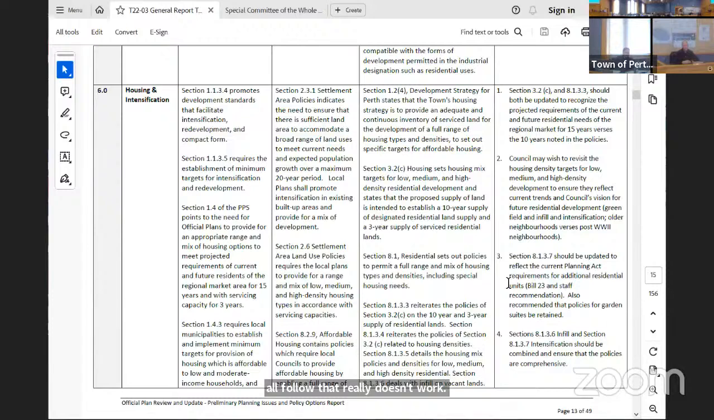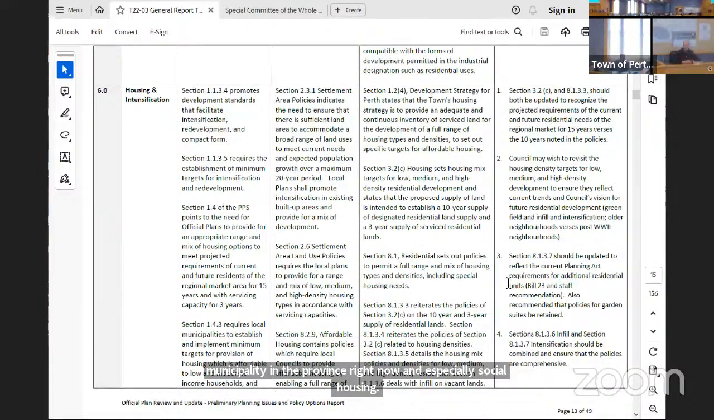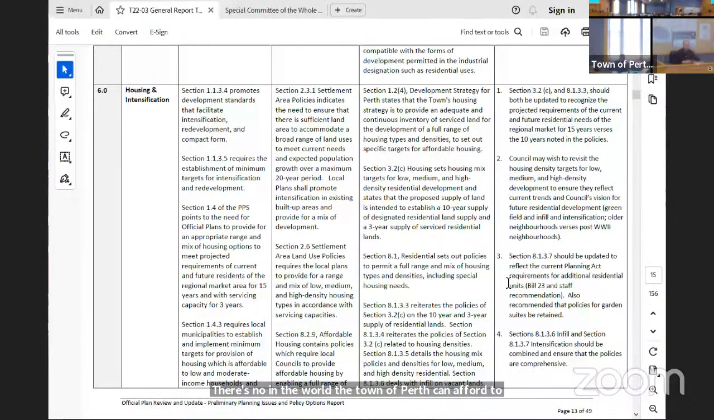And finally, it's affordability to me. And I'm really concerned about the downloading of things that are happening to small or every municipality in the province right now, and especially social housing. There's no way in the world the town of Perth can afford to be in the business of social housing. Everybody knows that. It was front and center at our recent Roma conference.